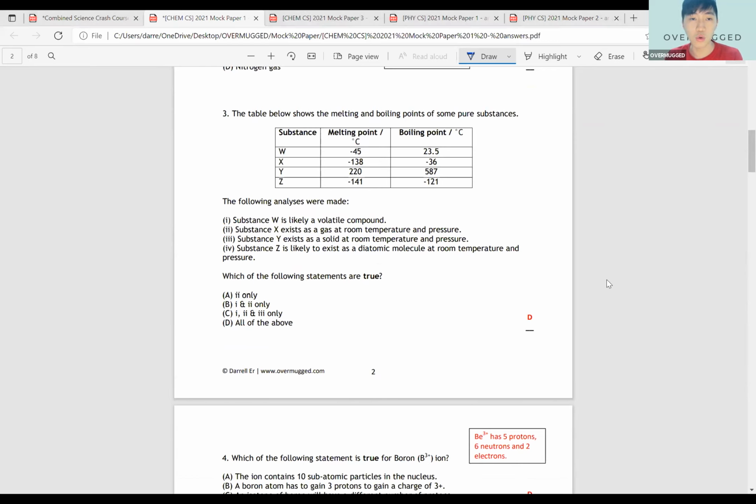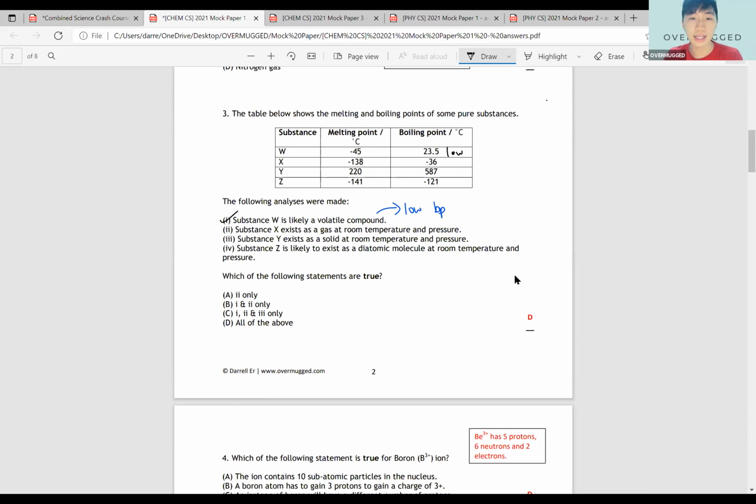So the question wants you to analyze and make some deductions. When we say volatile compound, what this is referring to is something that easily turns from liquid state to gaseous state. I'll give you an example that's easy to remember. Volatile compound, think of perfume. The moment you spray the perfume, the liquid turns into gas. What causes something to be volatile? It is implied that it has a low boiling point. So if the boiling point is low, for example at room temperature, it can easily turn from liquid to gas at room temperature. So if you take a look at W, is the boiling point very low? Yes, it's a low boiling point, which is why we can conclude that W is a volatile compound.